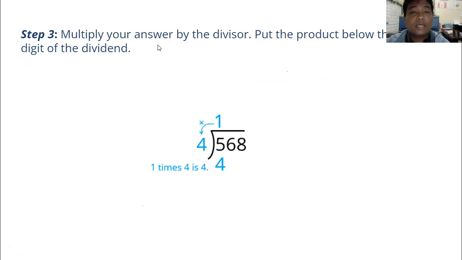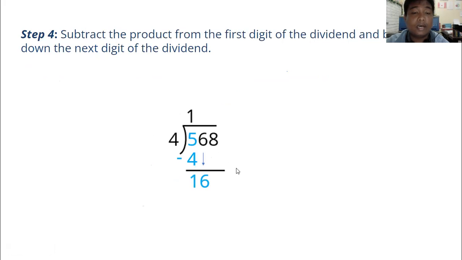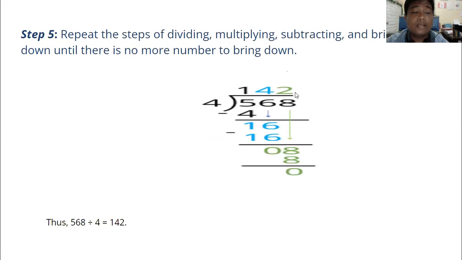So next, multiply your answer by the divisor. Put the product below the first digit of the dividend. So 1 times 4 is 4, no? Then 5 minus 4 is 1, and then bring down the next digit, 6. Now subtract the product from the first digit of the dividend and bring down the next digit of the dividend. Next, repeat the steps of dividing, multiplying, subtracting, and bringing down until there is no more number to bring down. So 16, no?